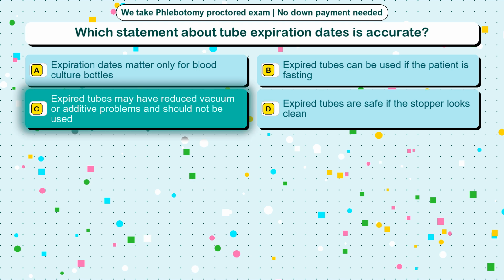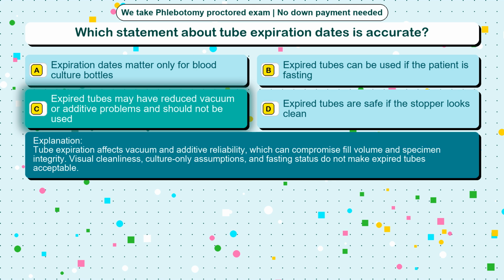The correct answer is option C, expired tubes may have reduced vacuum or additive problems and should not be used. Tube expiration affects vacuum and additive reliability, which can compromise fill volume and specimen integrity. Visual cleanliness, culture-only assumptions, and fasting status do not make expired tubes acceptable.